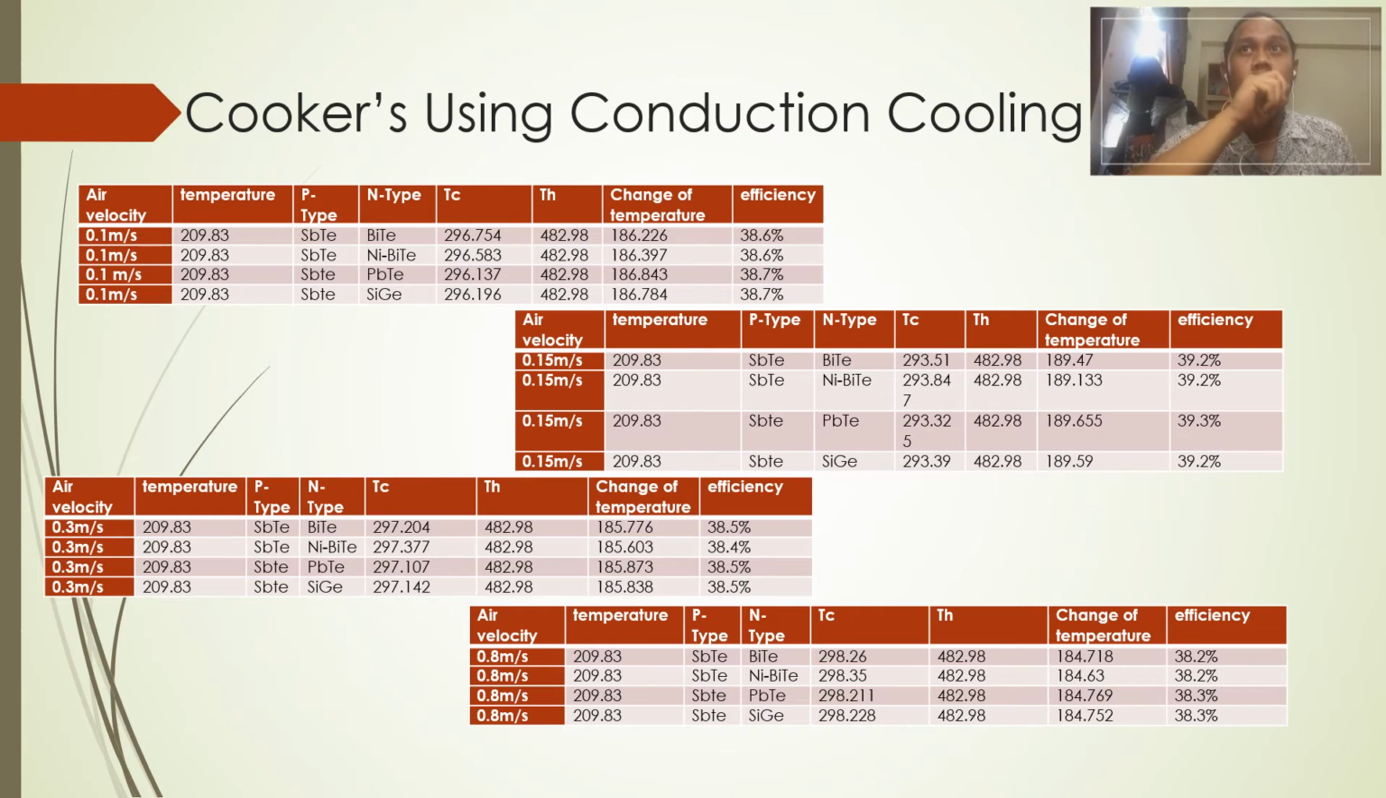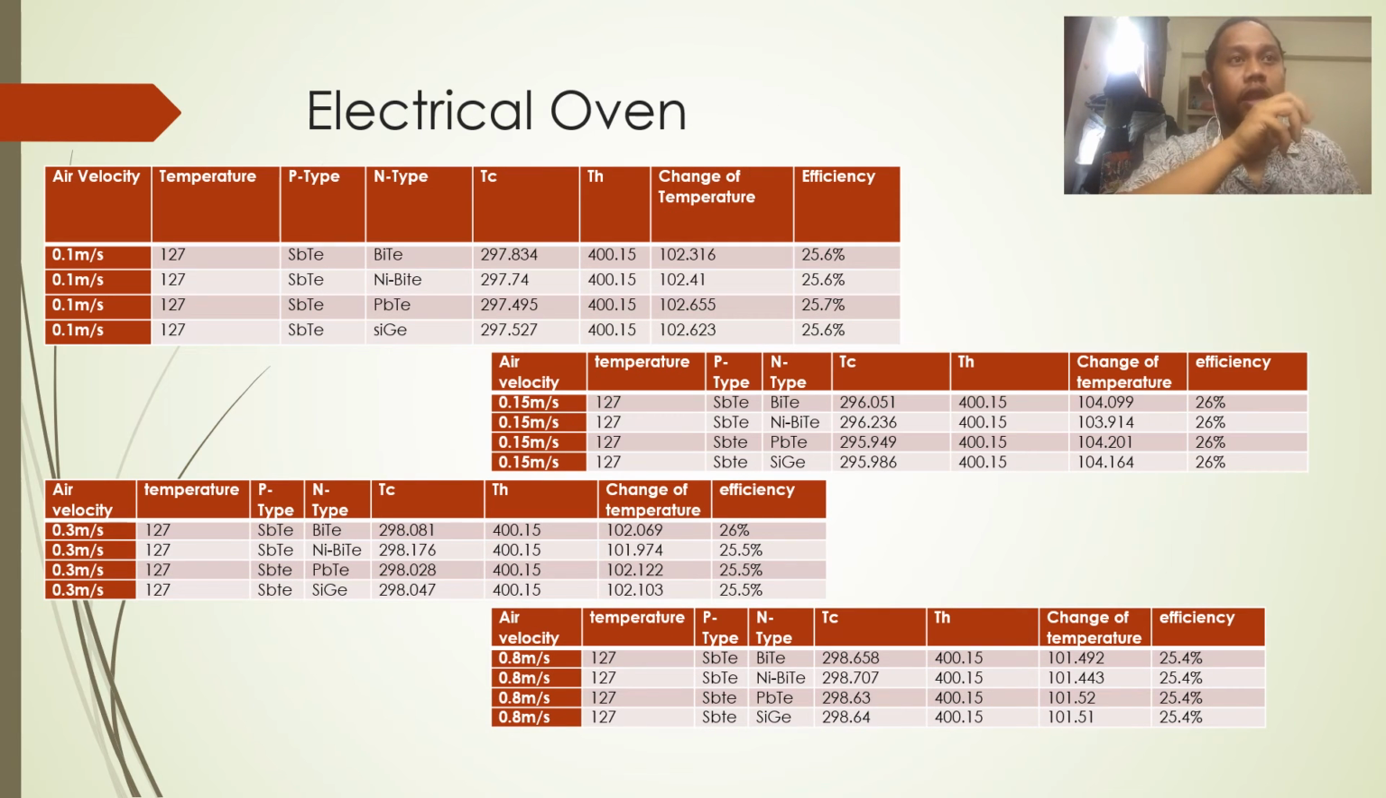For the cooker using conduction cooling, with air velocity from 0.1 until 0.8, we can see the best air velocity for this cooker is 0.1. With the P type using SbTe and the N type PbTe, lead telluride, we can see the best efficiency is from that material. The change of temperature, so we get 186.655.